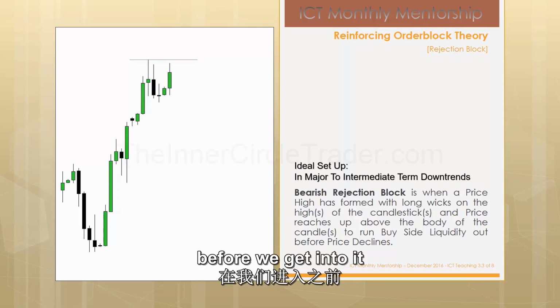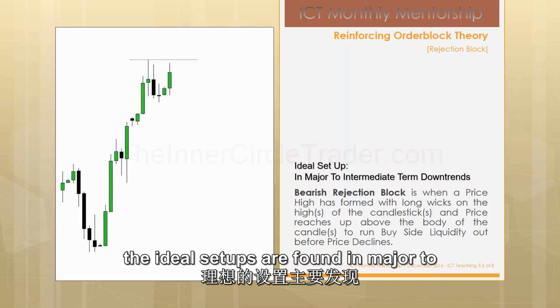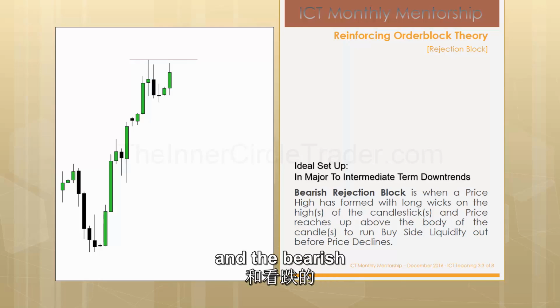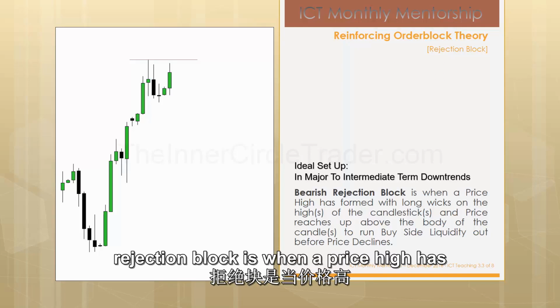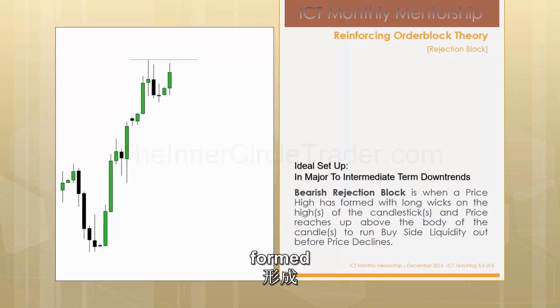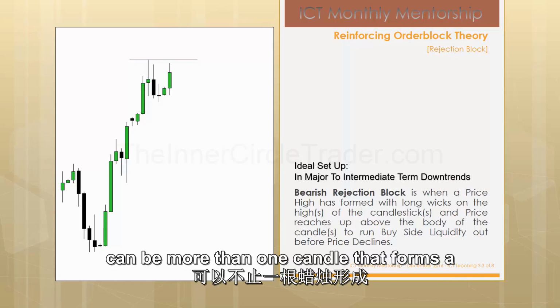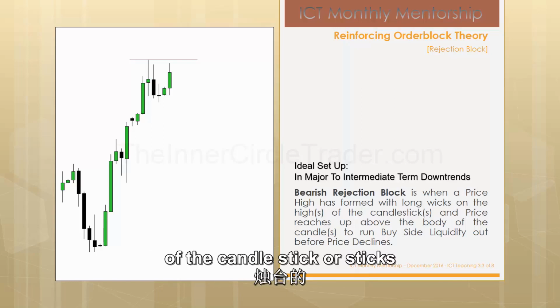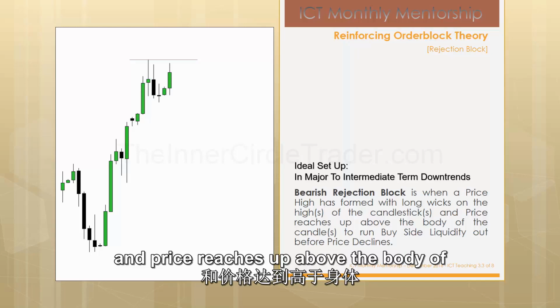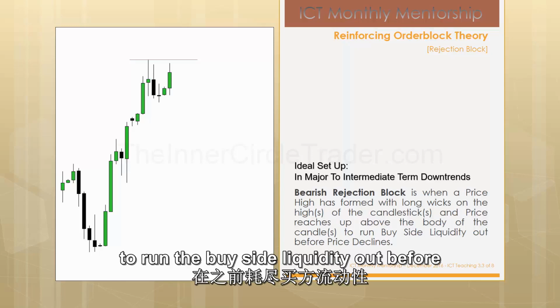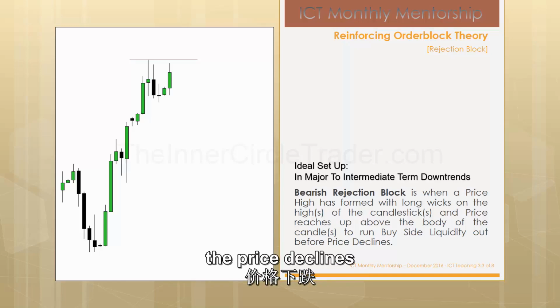And before we get into it, the ideal setups are found in major to intermediate term downtrends, and the bearish rejection block is when a price high has formed with long wicks on the high or highs. It can be more than one candle that forms a high of the candlestick or sticks, and price reaches up above the body of the candle or candles to run the buy side liquidity out before the price declines.